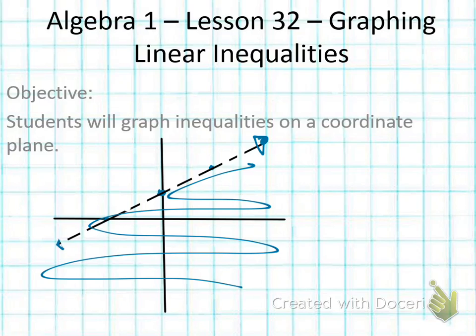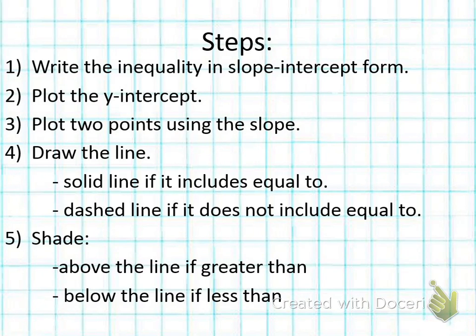Okay, math machine. Here are the steps. Same as yesterday, make sure it's in slope-intercept form, plot the y-intercept, plot 2 points, and draw the line. The line needs to be solid if it includes the equal sign. If there's no equal sign, we leave it dashed. Then we shade above the line if it's greater than, and below the line if it's less than.